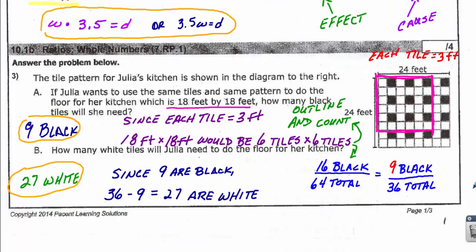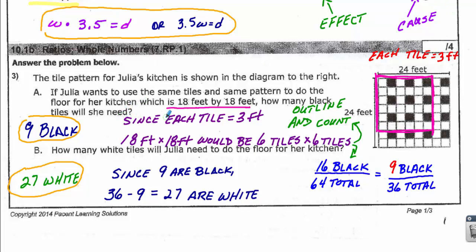On to problem number 3. So they give us the floor in Julia's current kitchen, 24 by 24, and they show us the pattern. And then she wants to use the same pattern to do an 18 by 18. How many black tiles would she need? Well, since there are 8 tiles across on 24, we know each tile is 3 feet in size.